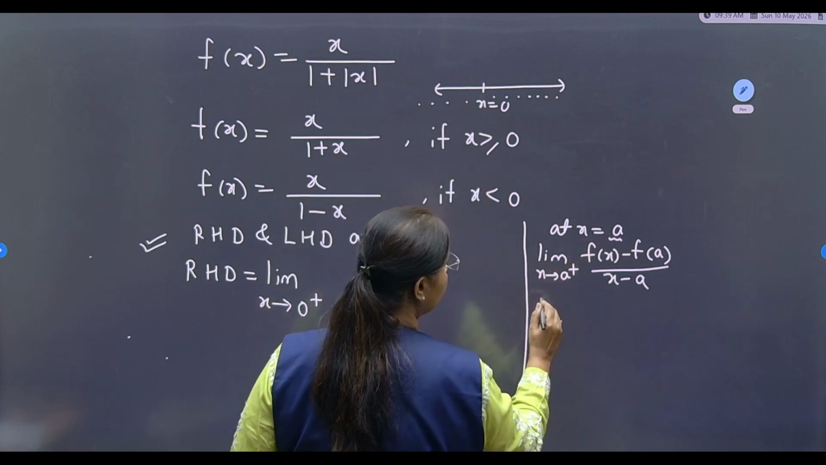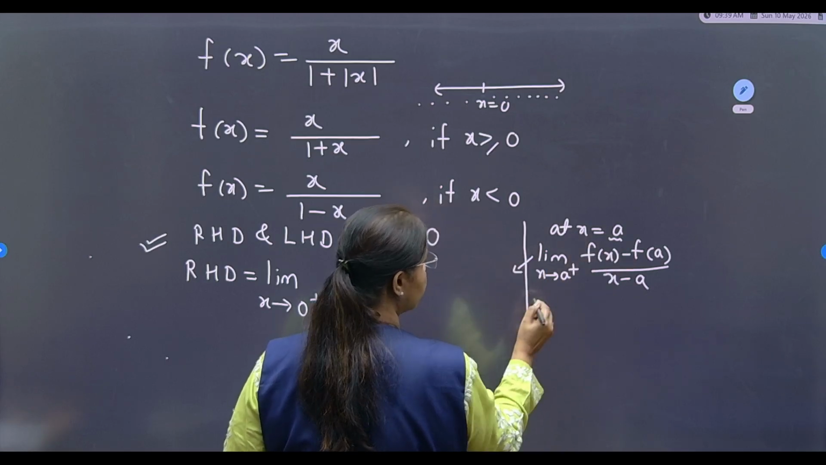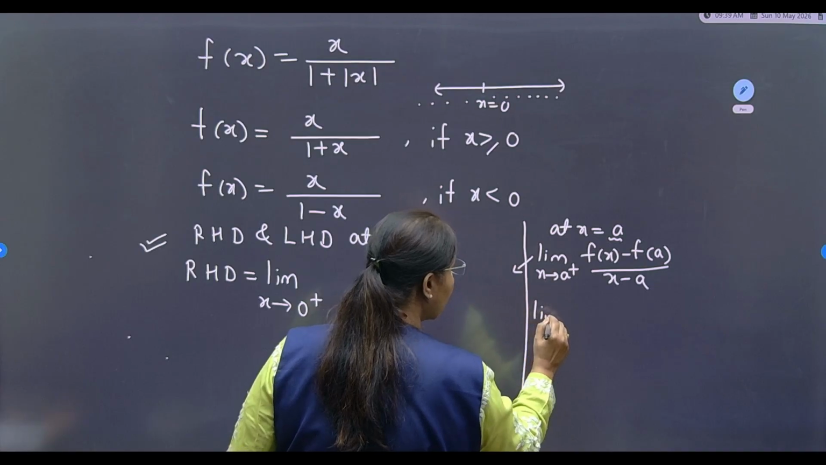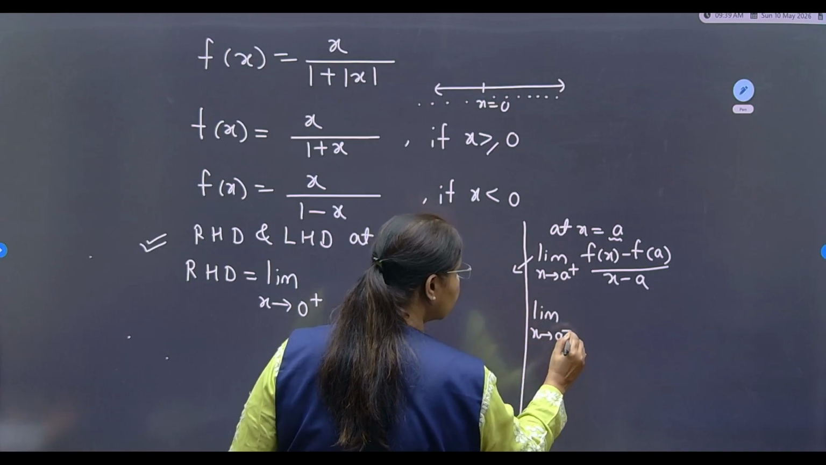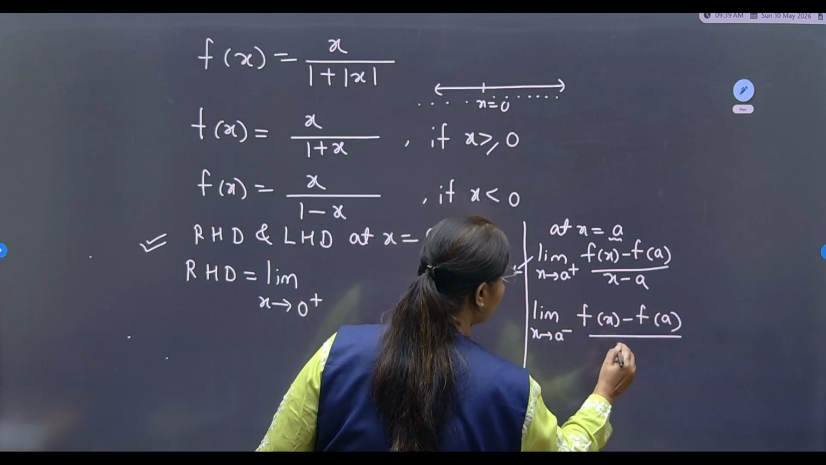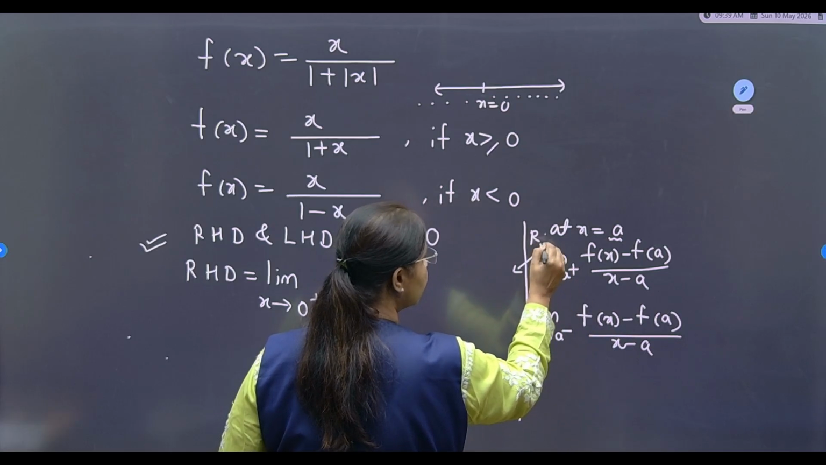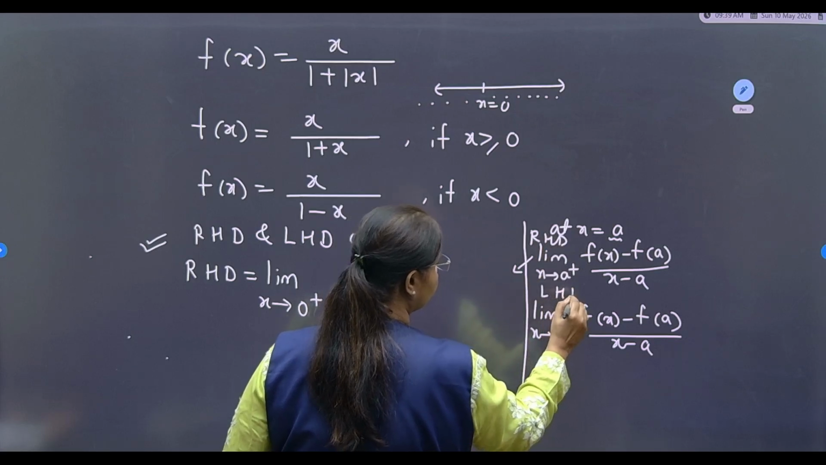And suppose LHD means left hand derivative at a point x equals a. This is our RHD, and LHD is limit x tends to a minus of f of x minus f of a upon x minus a. RHD and LHD.